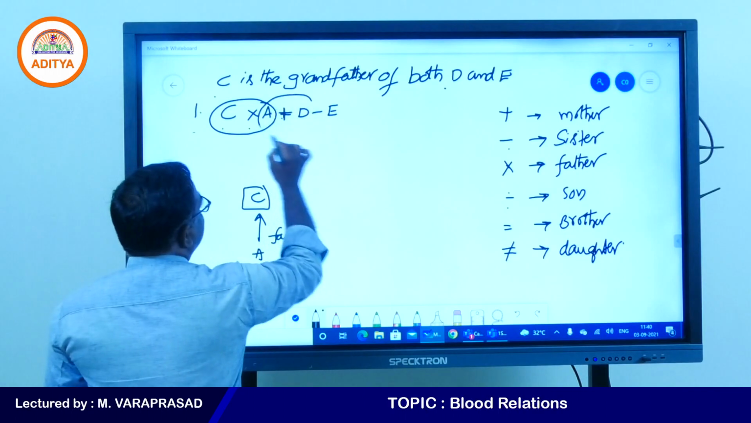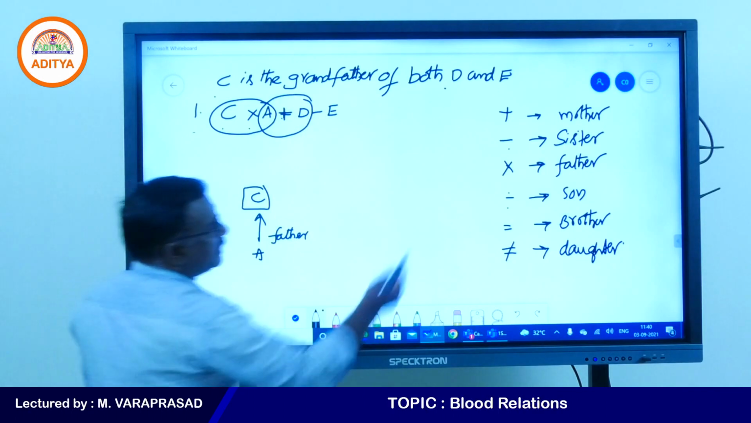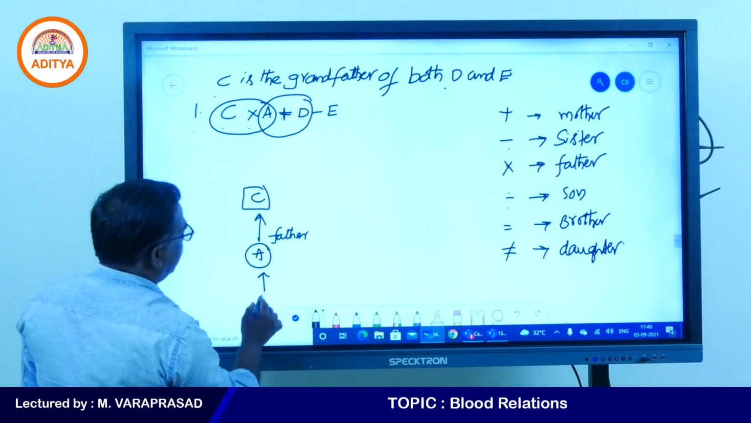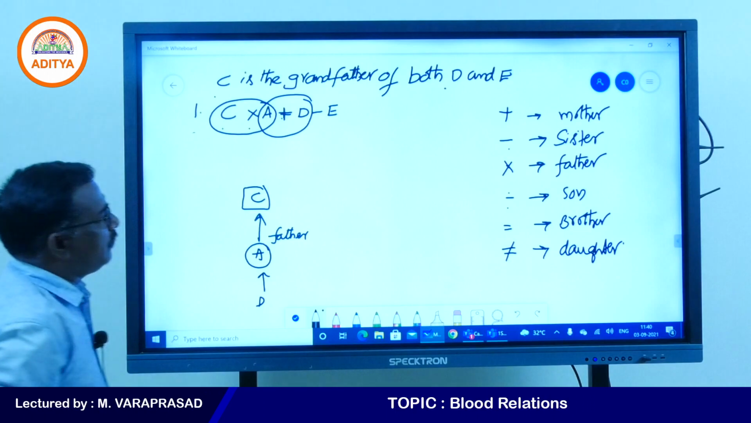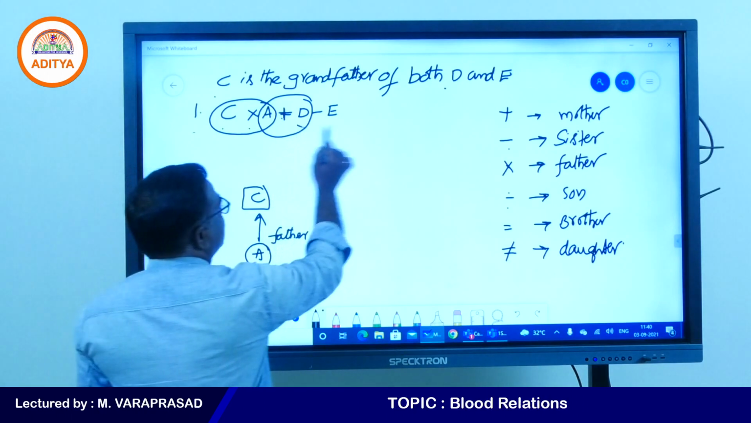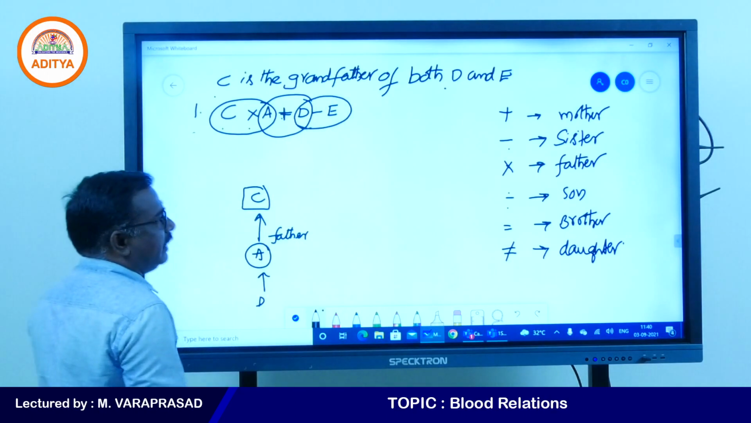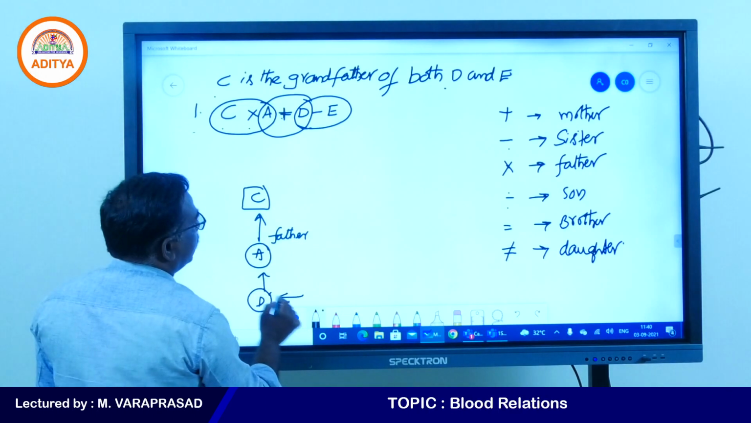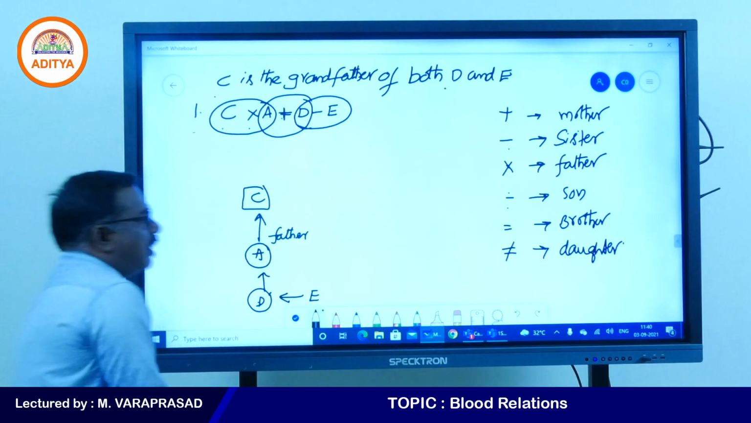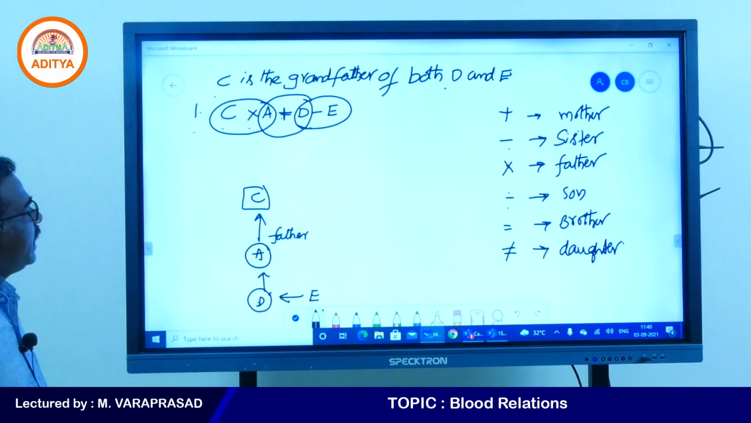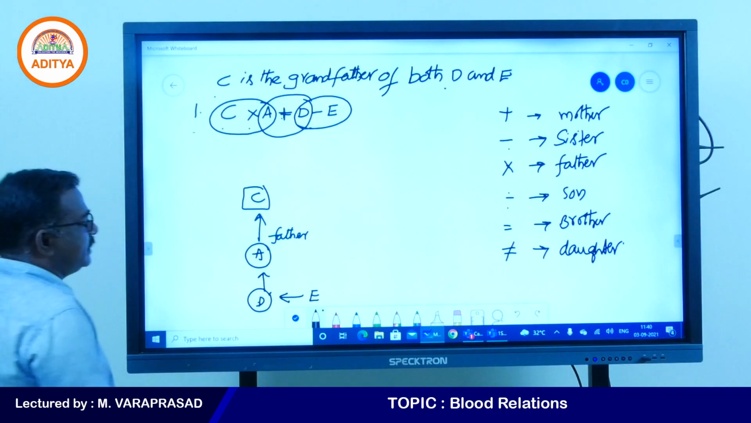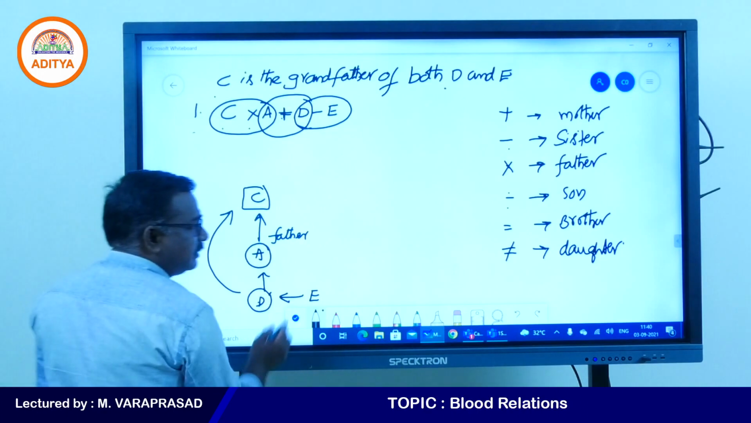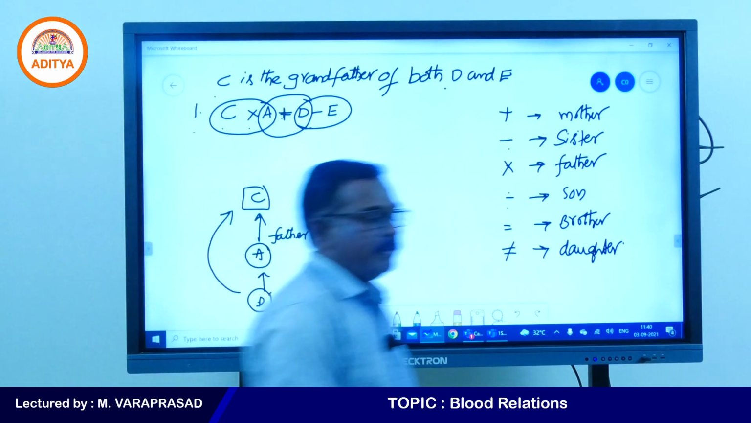Next one, A plus D. Plus means mother here. A is mother of D. Next one, minus is given. D minus E. Minus means sister. D is sister of E. Now the question says the grandfather of both D and E. Yes, this one also gives the answer. Yes, my students, right?